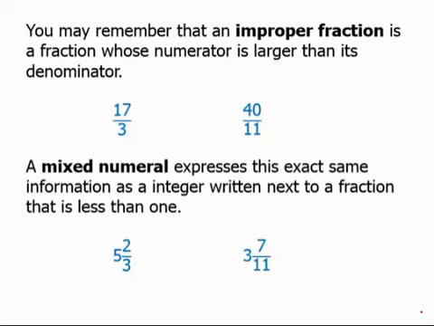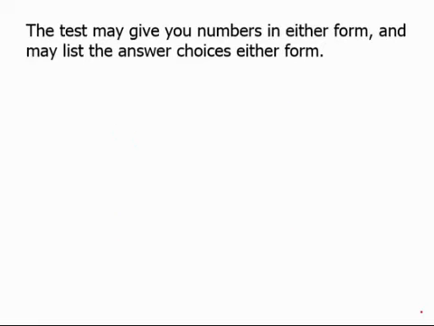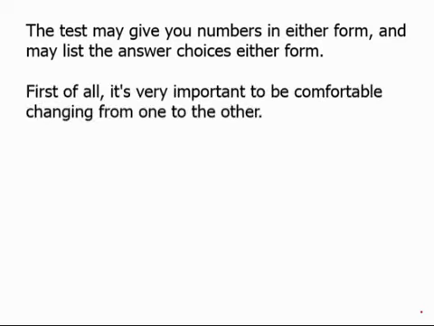A mixed numeral expresses this exact same information as an integer written next to a fraction that is less than 1. So for example, 5 2/3 is the mixed numeral equivalent of 17 over 3. And 3 7/11 is the mixed numeral equivalent of 40 over 11. The test may give you numbers in either form and may list the answer choice in either form. First of all, it's very important to be comfortable changing from one to the other.